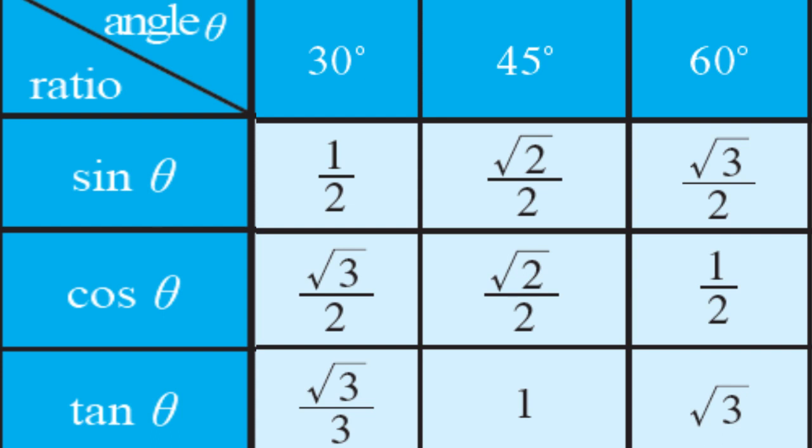Meanwhile, if we have 45 degrees, sine 45 degrees is equal to square root of 2 over 2. Cosine 45 degrees is equal to square root of 2 over 2. And tangent 45 degrees gives us a ratio equal to 1.